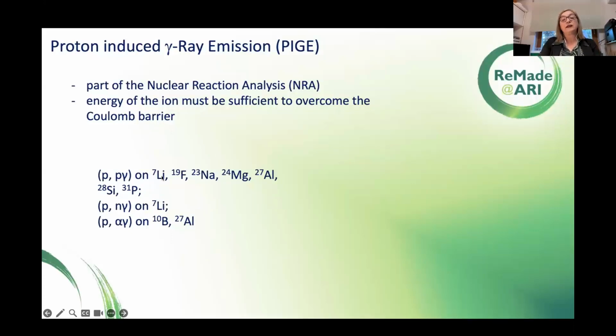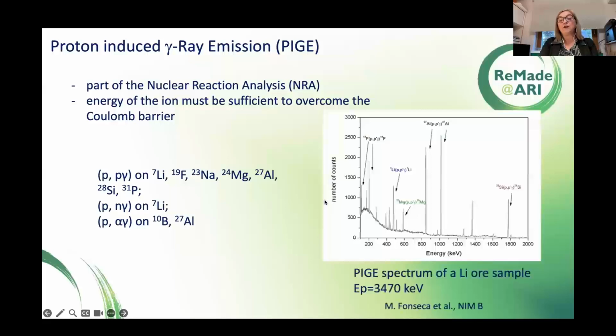Particular isotopes are lithium-7, fluorine-19, sodium-23, magnesium-24, aluminum-27, silicon-28, potassium-31, and also with some other neutron and alpha-based reactions. I mean, proton-n or proton-alpha, we can also analyze boron-10, aluminium-27, and lithium-7.